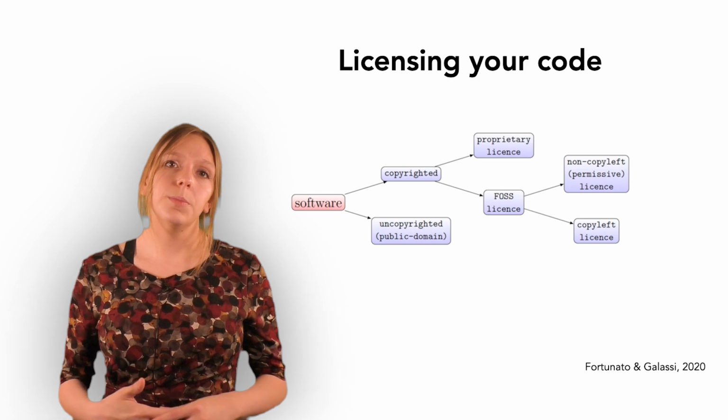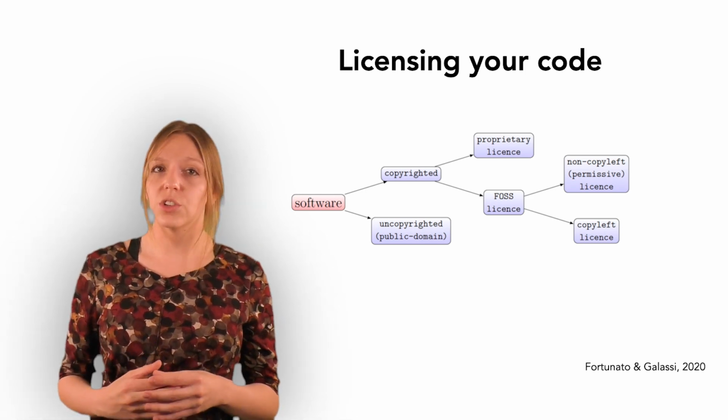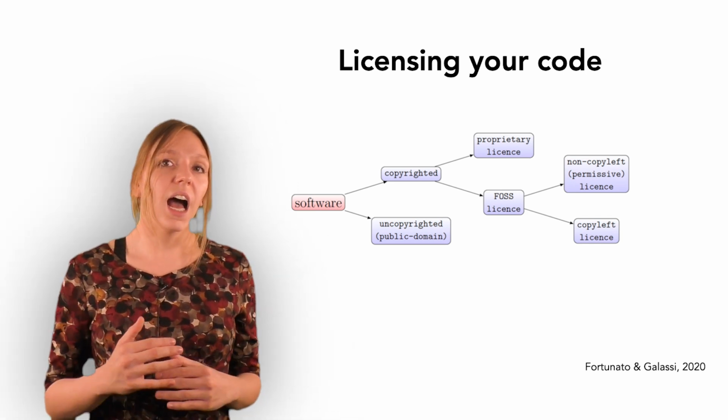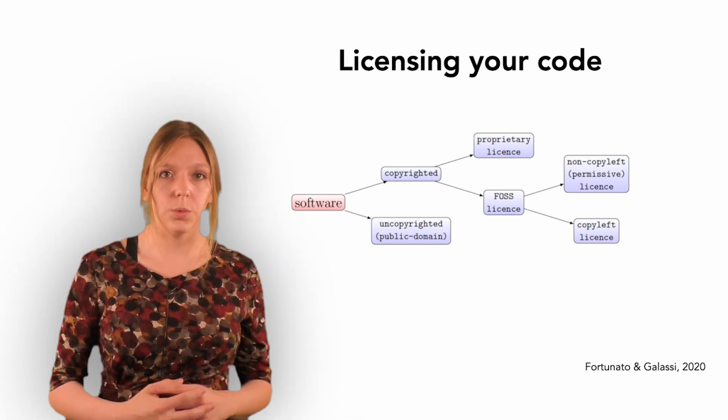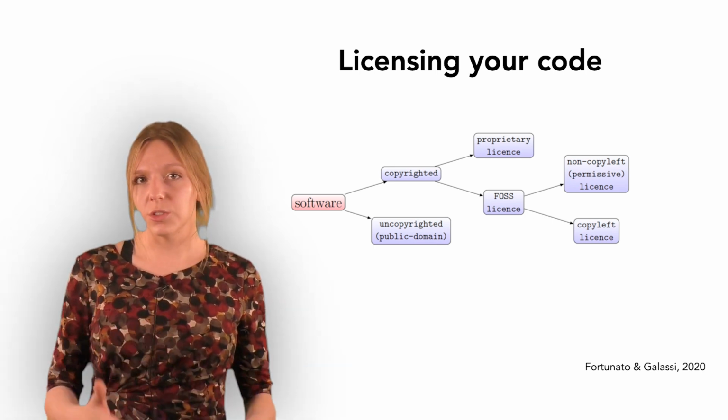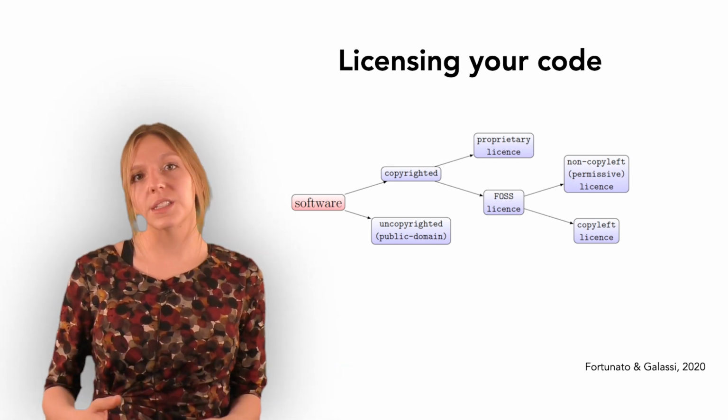Copyleft licenses are reciprocal and protective because they ensure that any work derived from the one under copyleft licenses has, at the minimum, the same rights as the original work. By contrast, non-copyleft licenses are permissive. They do not include the same requirements of maintaining similar rights.